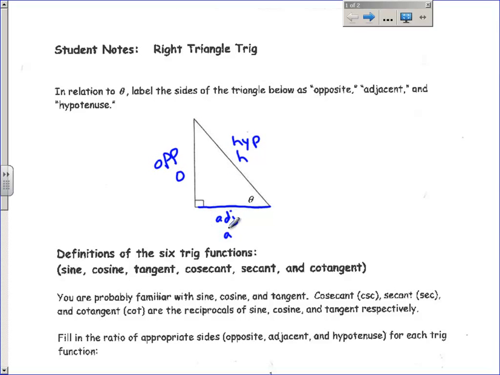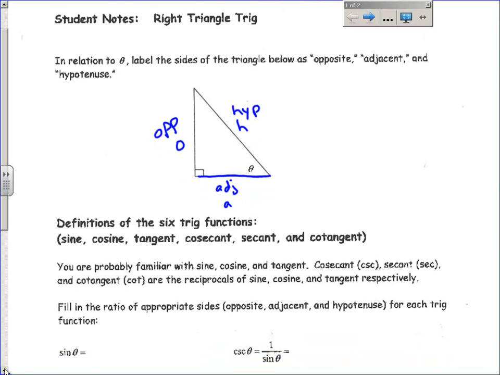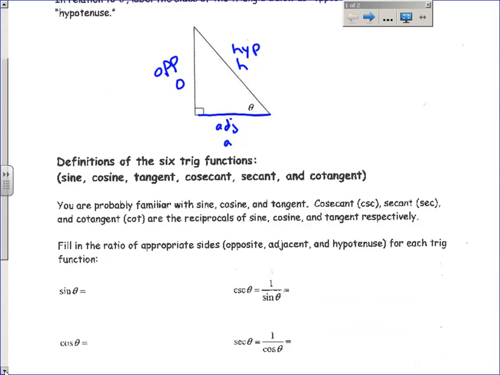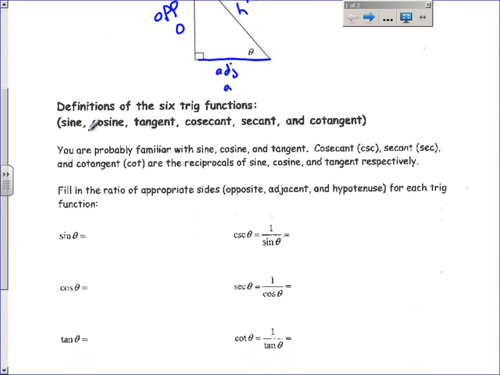And so we're going to define 6 trig functions as sine, cosine, tangent, cosecant, secant, and cotangent. You've seen sine, cosine, and tangent. I'm not sure you've seen cosecant, secant, and cotangent, but they're reciprocal functions of sine, cosine, and tangent. So we're going to fill in the ratio of these sides here.